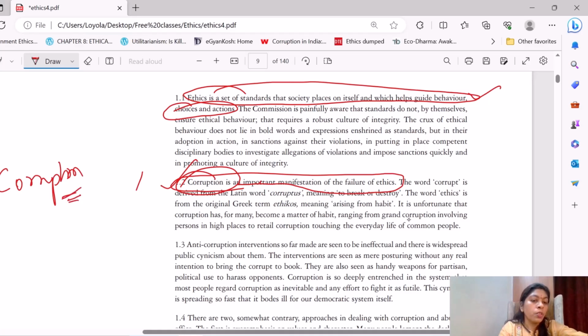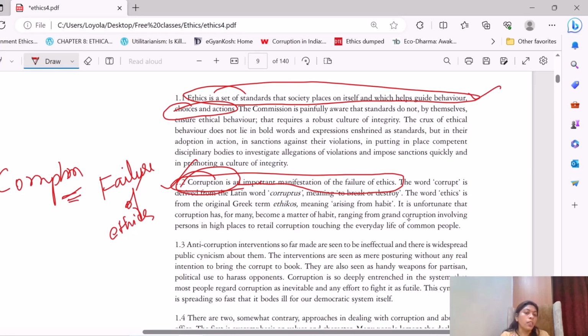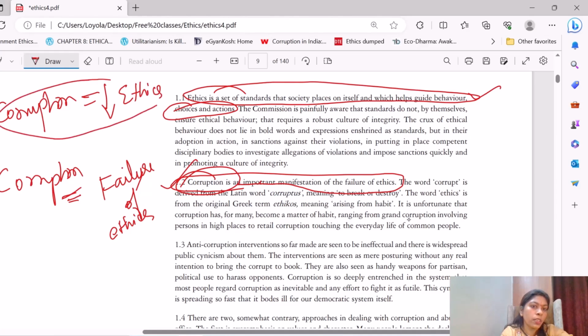Corruption is equal to failure of ethics. That's what they're coming to say. It's nothing but another phase of failure of ethics. Or you can also write this in a different form, like corruption is equal to downward arrow of ethics. So this you have to keep in mind. This is what the commissioners also said.